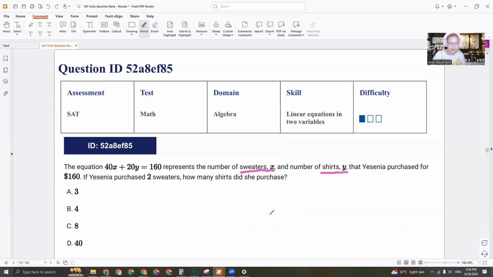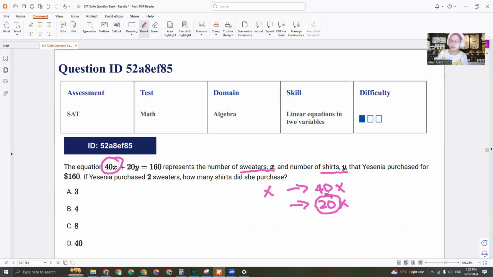All right, interesting. Let's focus on the sweaters first. So Yesenia bought x sweaters. And then in the equation, we have 40x, right? And there's 2 of them, 2 sweaters. So meaning if she bought 1 sweater, it will just be 20x. Do you agree?